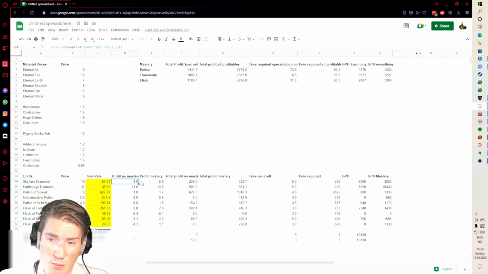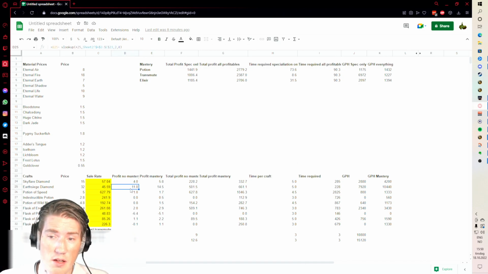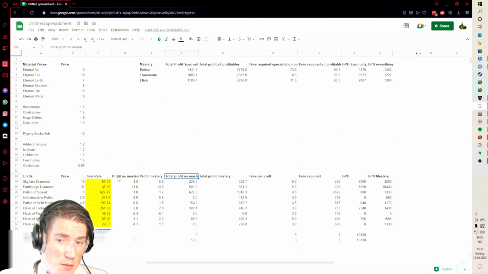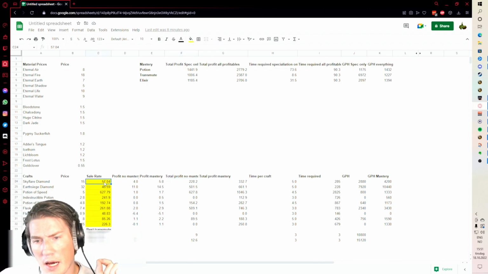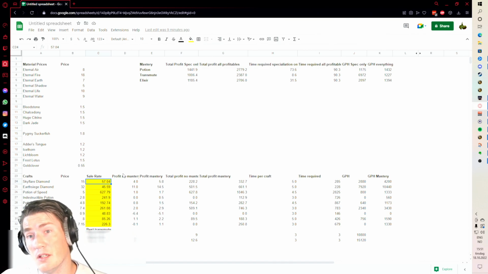Then we're calculating the profit for every recipe here, either with or without the mastery. Extra bonus for mastery, and then we can figure out, like, okay, what's the total profit available per day by taking the sale rate and multiplying that by the profit, because this is the region average daily sold in the TSM tooltip. This is not what you are actually going to sell.